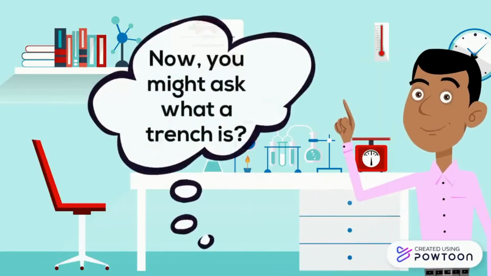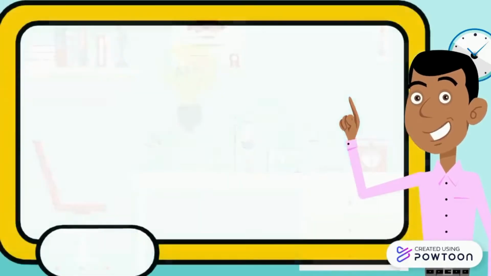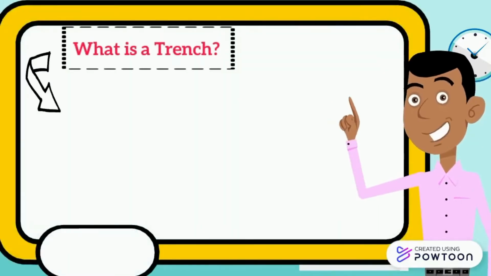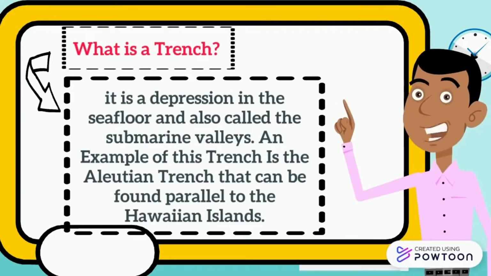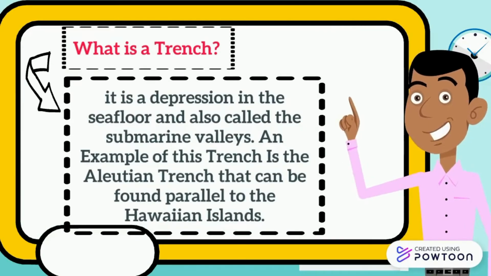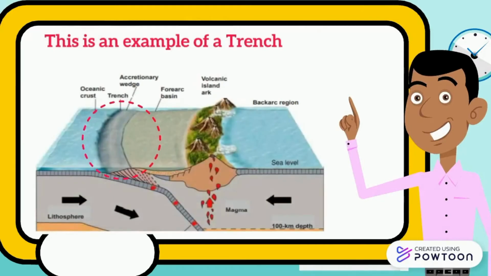Now you might ask what a trench is. What is a trench? A depression in the seafloor, also called the submarine valleys. An example of this trench is the Aleutian Trench that can be found parallel to the Hawaiian island. This is an example of a trench.